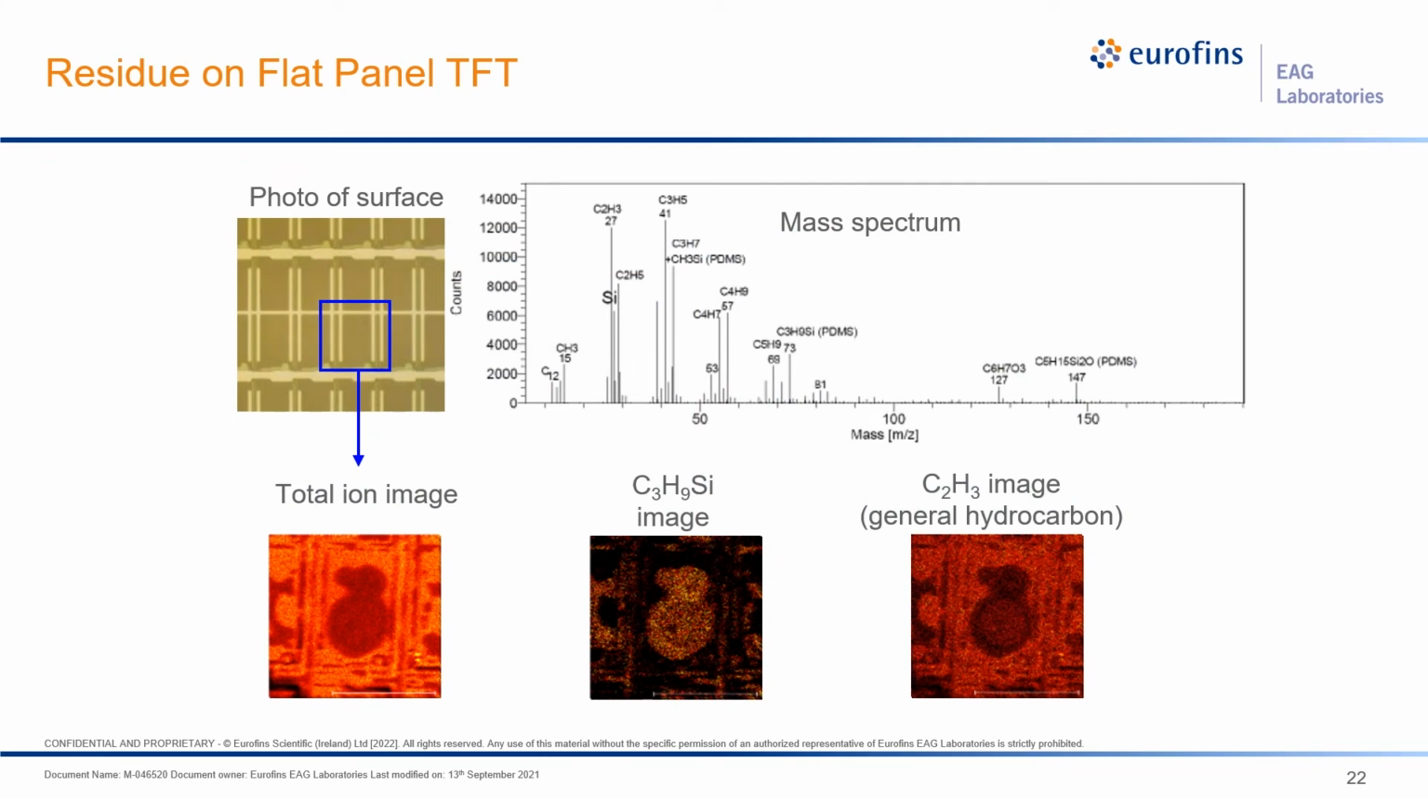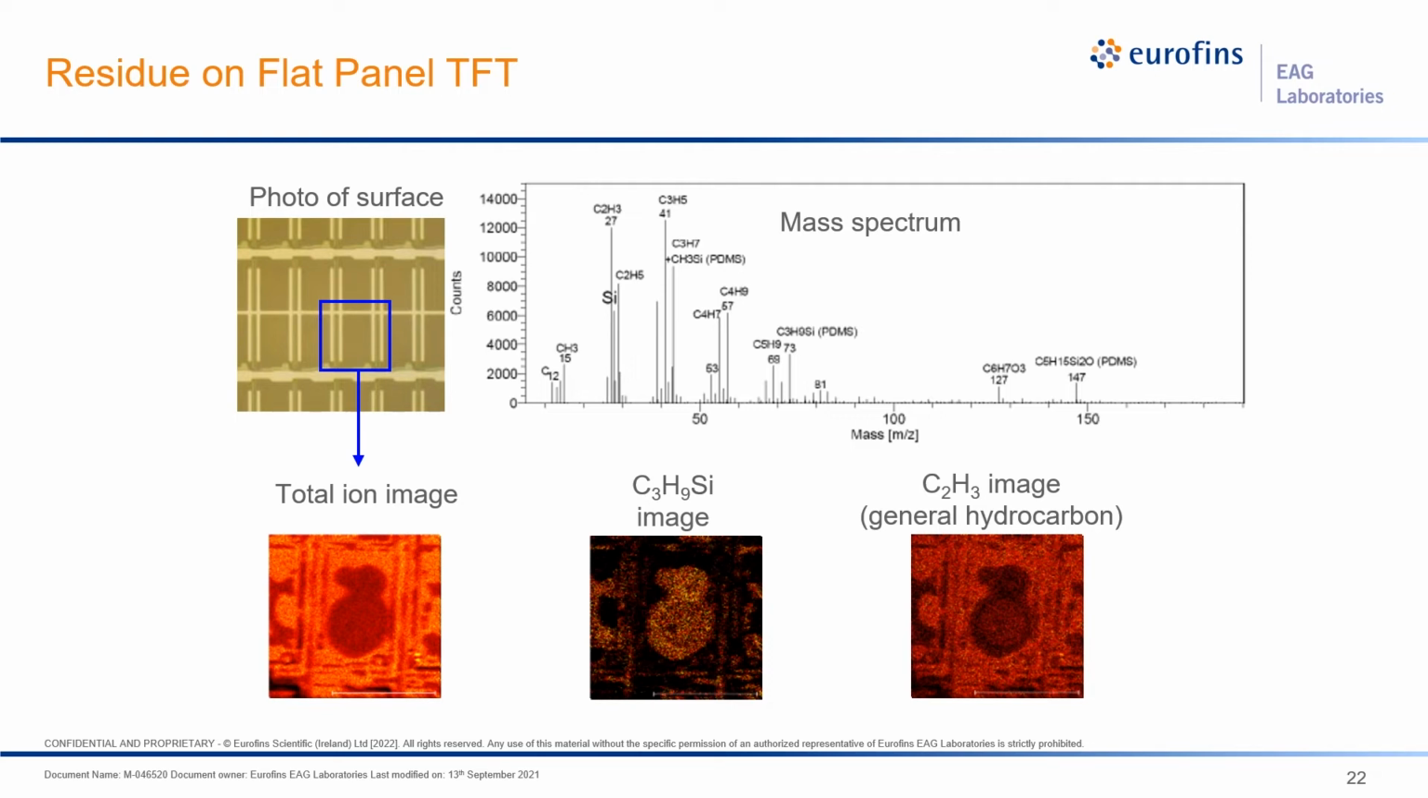Okay, this is a residue on a flat panel display. Nothing visible in an optical picture, but here's the mass spectrum obtained from that area, and this is the total ion image obtained from this area. The total ion image has a very obvious feature here, and if we do selected ion imaging of a silicone peak at mass 73 and a general hydrocarbon peak at mass 27, we see that these are inverse to each other.